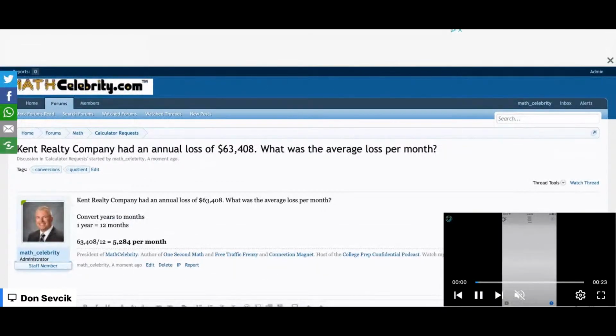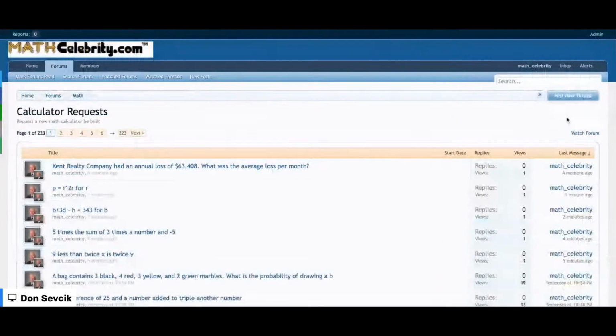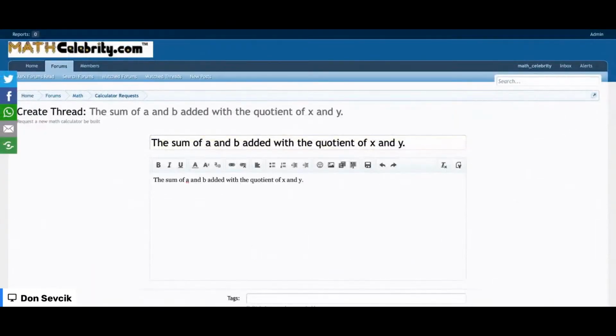All right, let's jump back to algebra here. Since these are very popular: the sum of a and b added with the quotient of x and y. The sum of a and b is written as a plus b. The quotient of x and y is written as x over y. A quotient means you divide, and the sum means you add. Now we have this piece and this piece, so we have to account for added with. The phrase added with means we add x over y to a plus b: a plus b plus x over y. And that's how that's done.